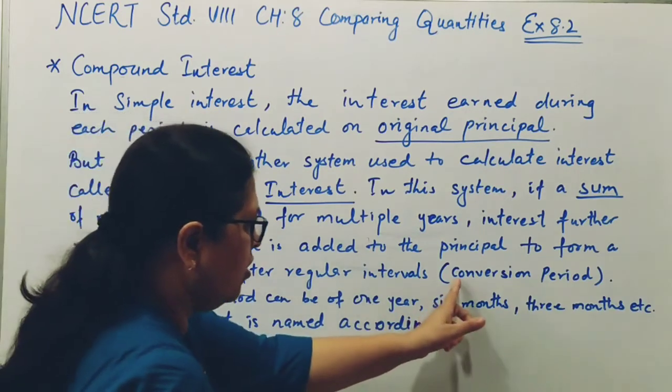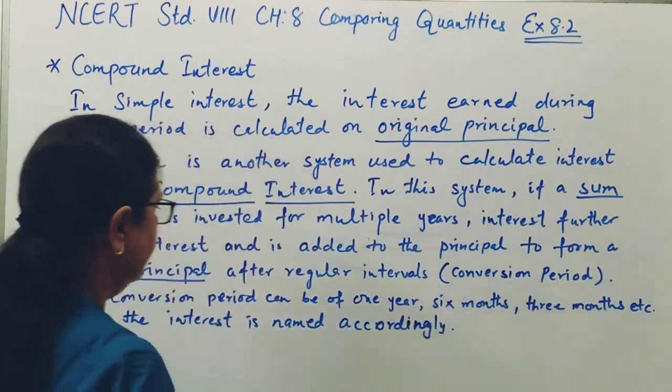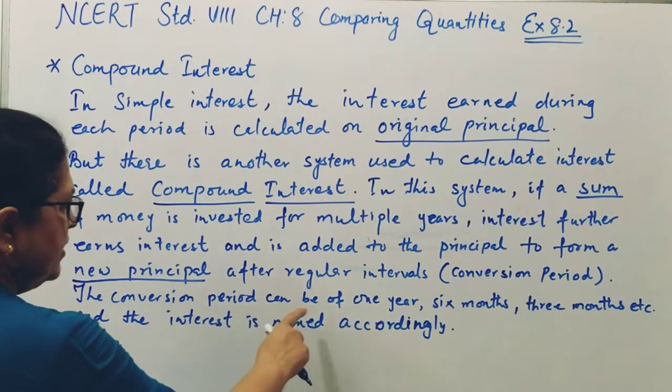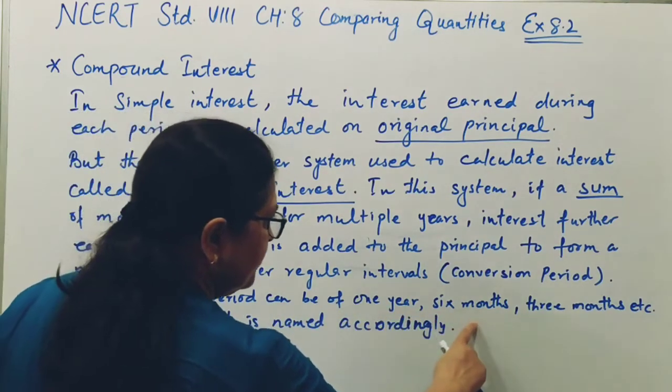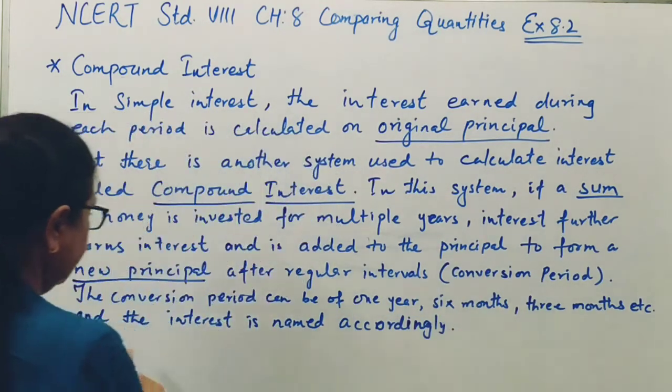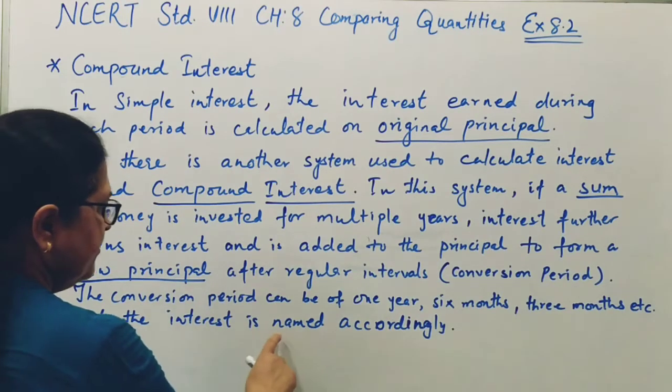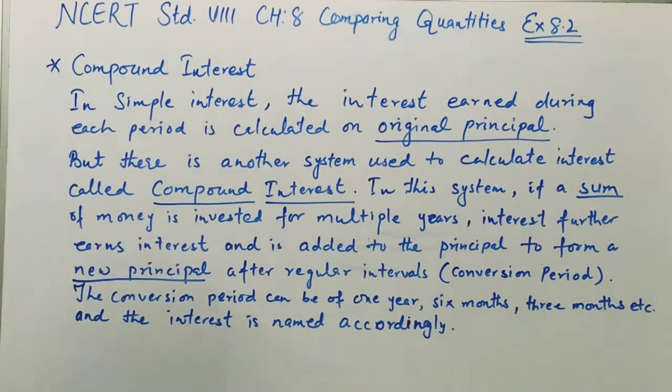These intervals are called conversion periods. The conversion period can be of 1 year, 6 months, 3 months, etc. and the interest is named accordingly.